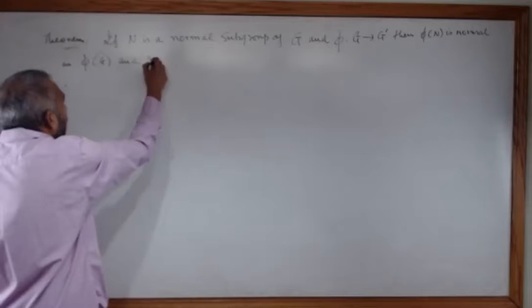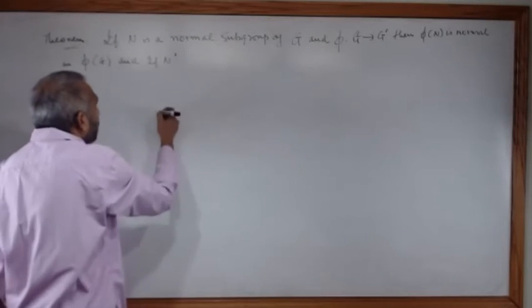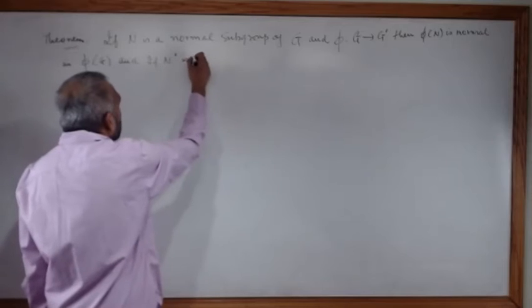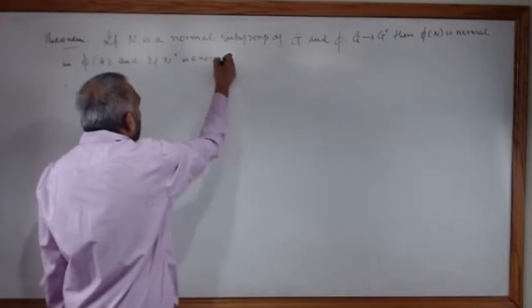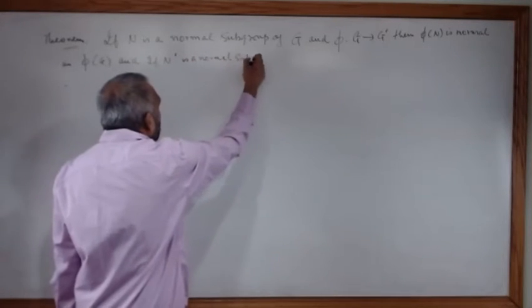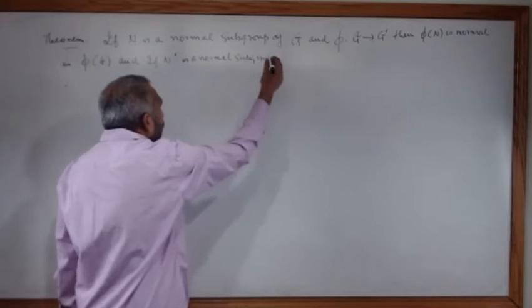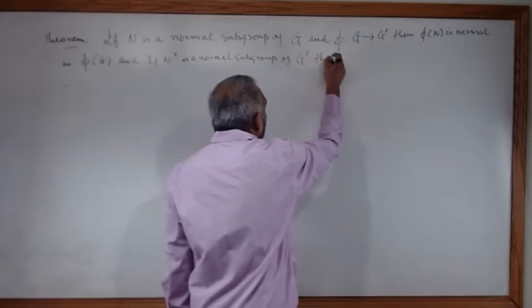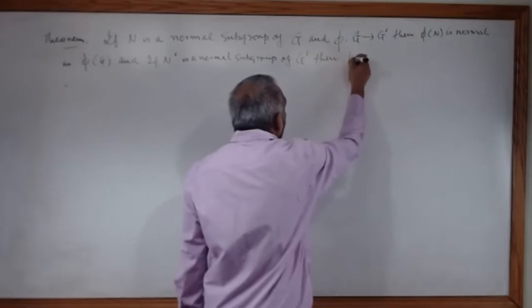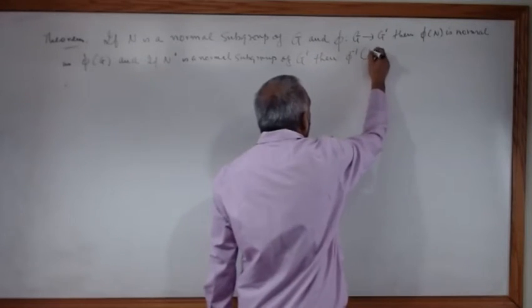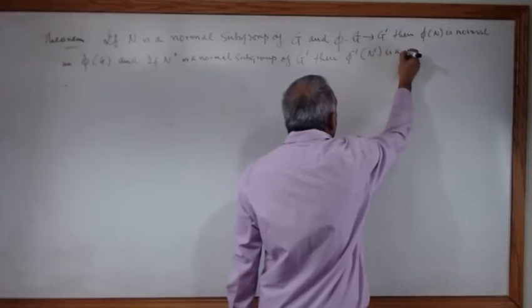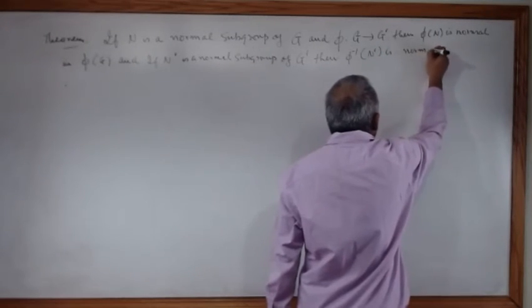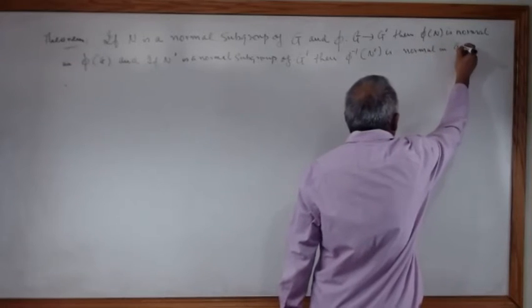and if N prime is a normal subgroup of G prime, then phi inverse of N prime is normal in G.